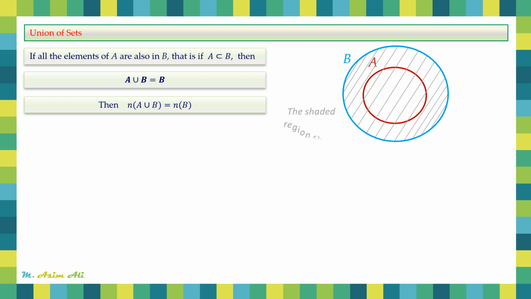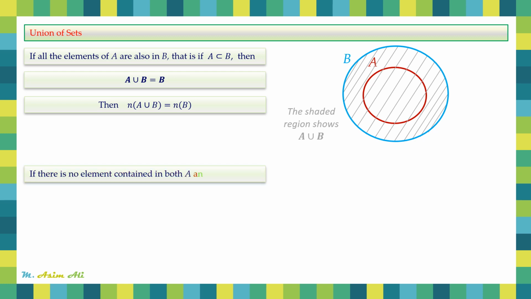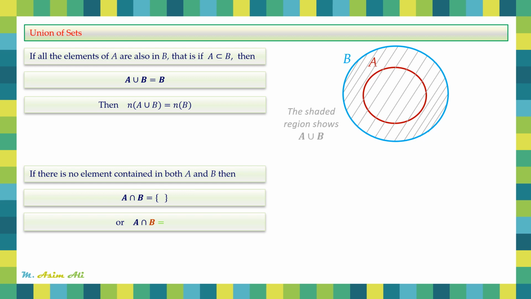So the shaded region shows A union B, which is actually the whole of the set B. There is another scenario when there is no element common in A and B. In that case, we say that A intersection B, or the common part, is the empty set. We also denote this empty set by the symbol phi.